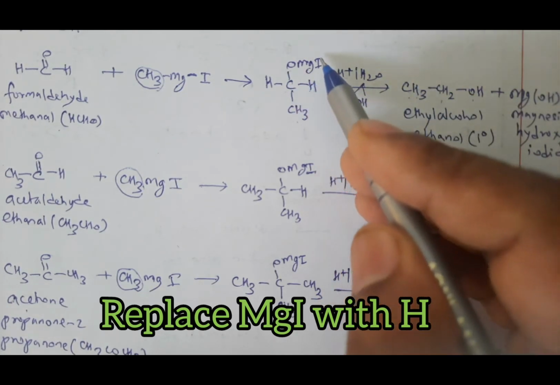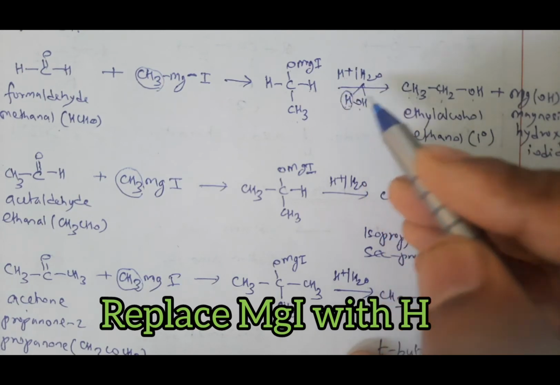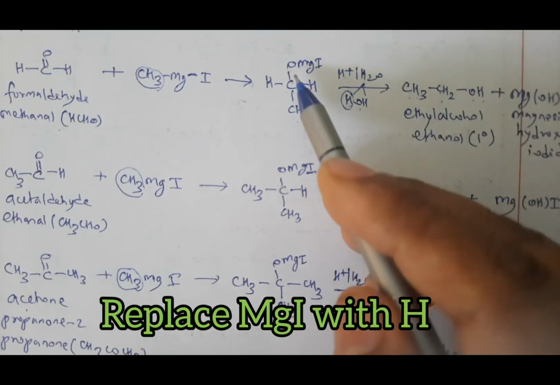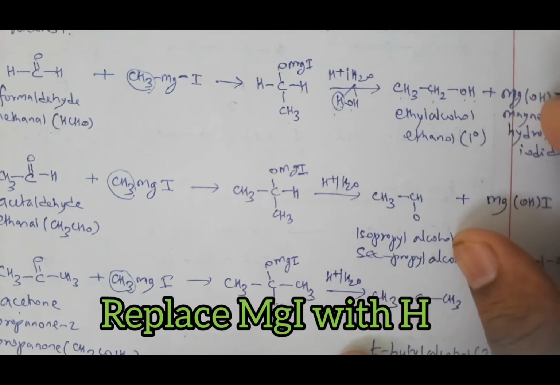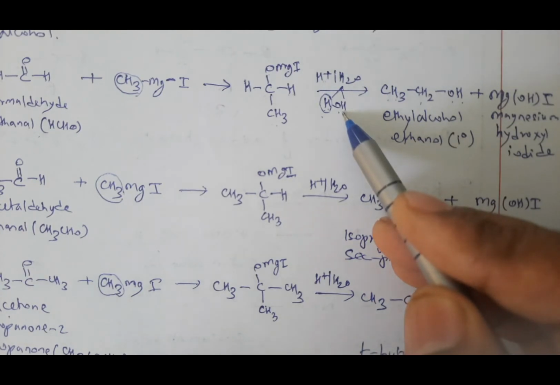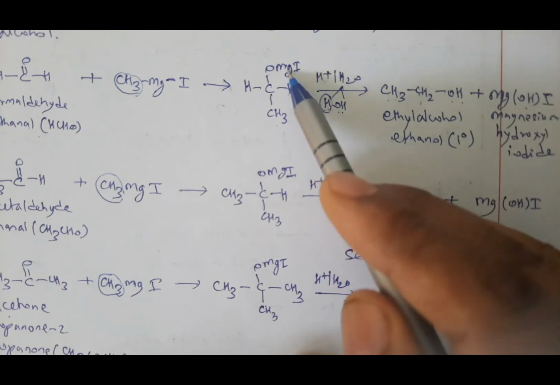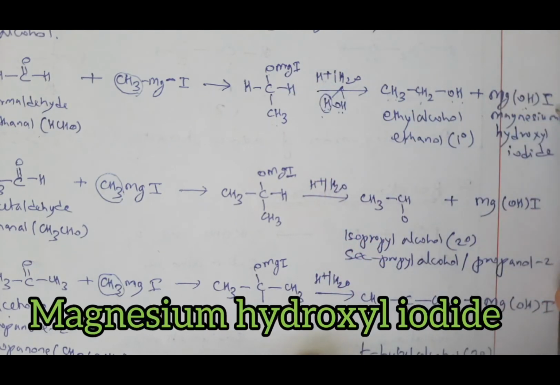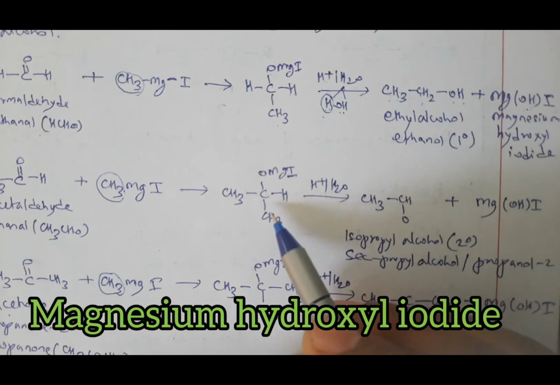Now in place of MgI, water's H will go. This H will come here. In place of MgI, water's H will go. So if water's H goes there, what will be left? OH. What will be left here? OH, which is from water. That will combine with MgI and form MgOHI, and this compound is known by the name magnesium hydroxyl iodide. Magnesium hydroxyl iodide. Okay.